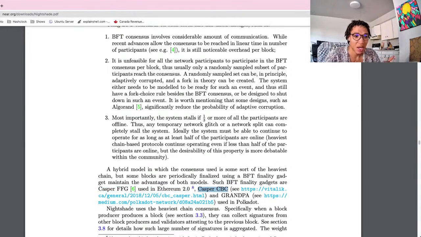Casper CBC. There's the friendly finality gadget, and then I can't even remember what this one is. But I might go through Grandpa. Let's see.